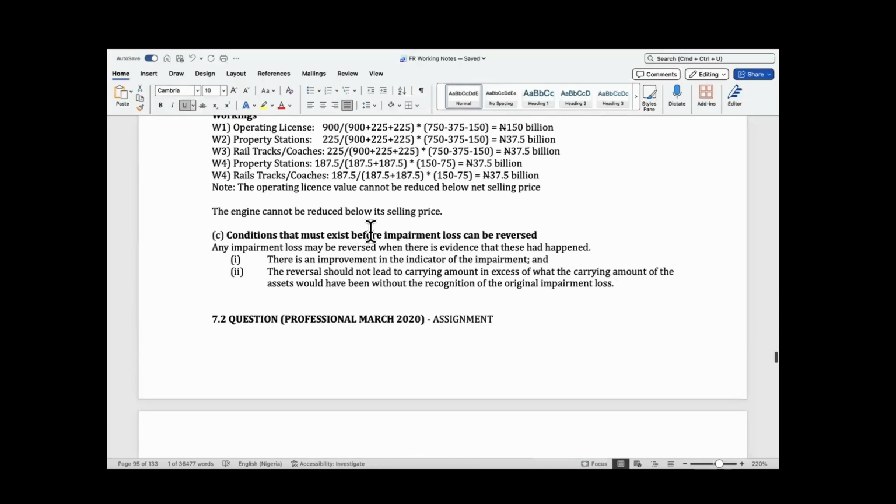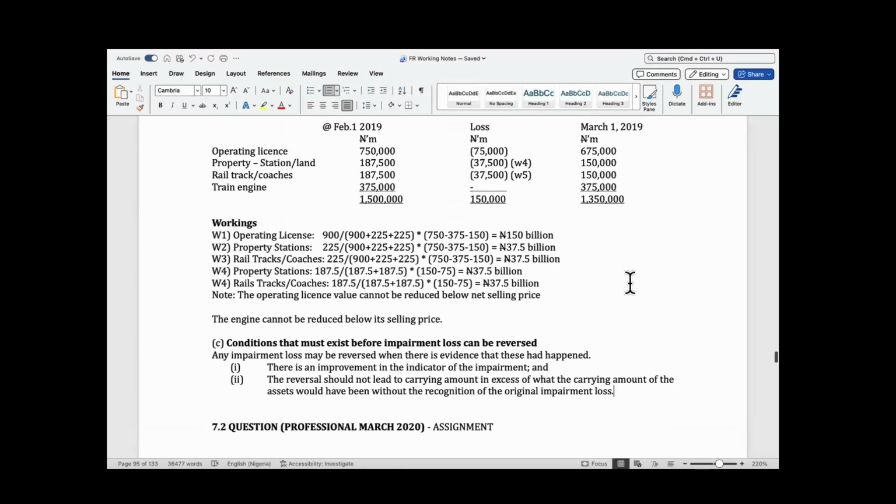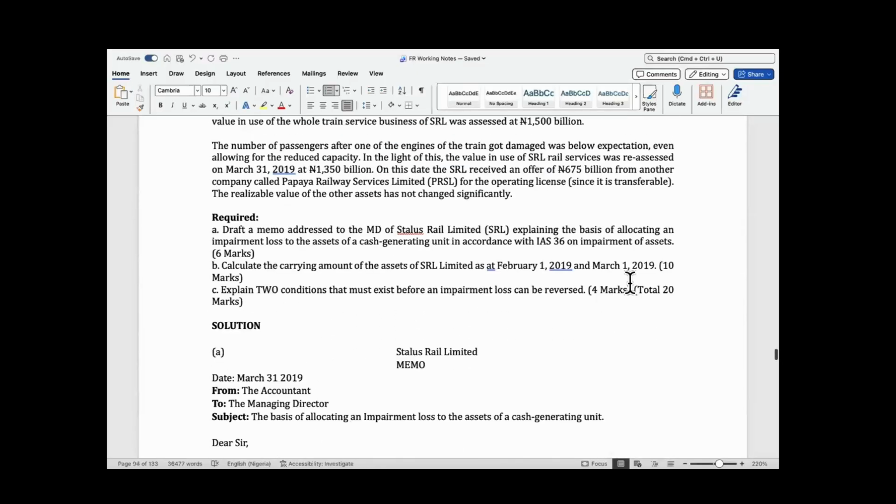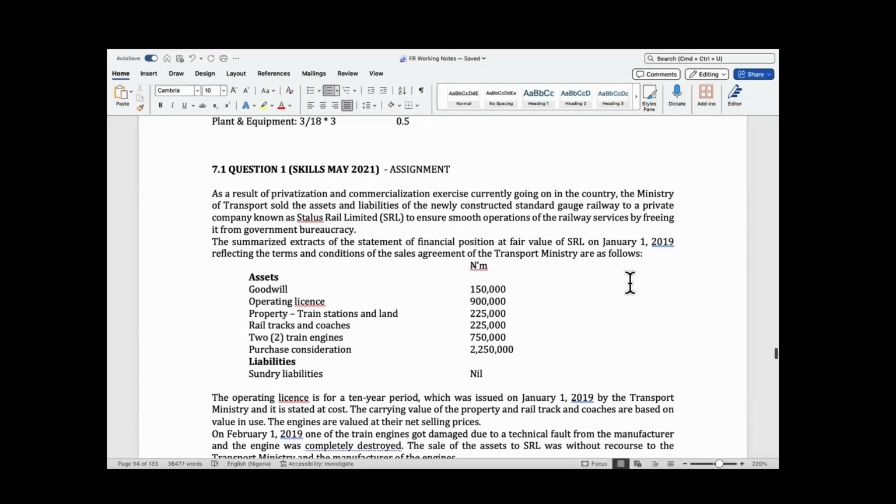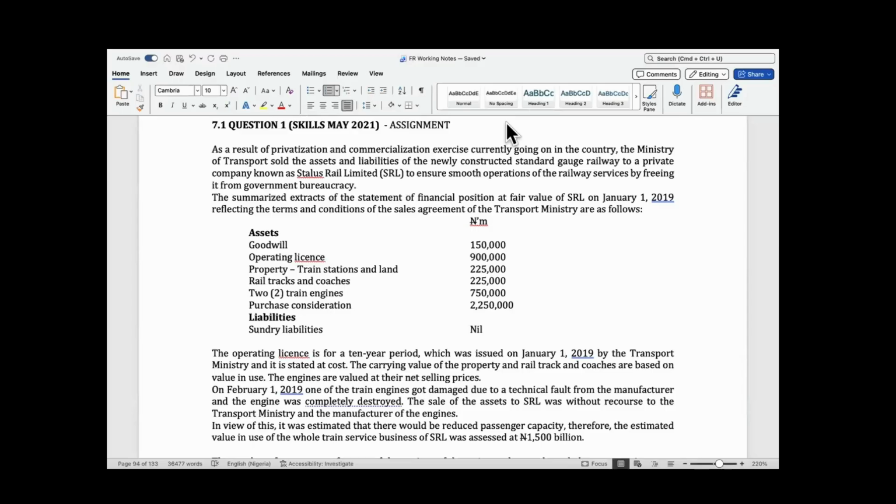I was asked the conditions that must exist before impairment loss can be reversed. Number one, there must be an improvement in the indicators of impairment. Number two, the reversal should not lead to a carrying amount in excess of what the carrying amount of the asset would have been without recognition of the original impairment loss. You cannot reverse an impairment loss beyond the original value before impairment. It's not possible. Okay. This is the solution to the first assignment. When I'm updating my notes to you, it's going to be among it. It will be in between it.